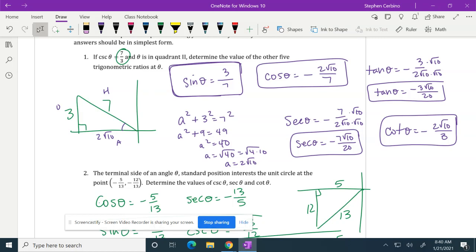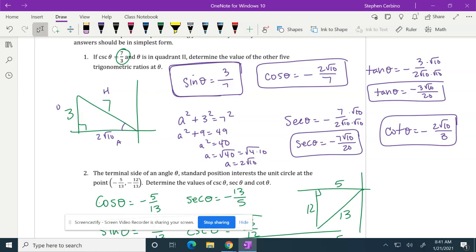So for the first one, you first notice I'm giving you cosecant. Remember, that's the reciprocal of sine. So if you know the cosecant is 7/3, you know right away the sine is 3/7. It also tells us it's in quadrant 2, so that's how I started the triangle. I drew my triangle in quadrant 2, labeled the opposite side 3, and the hypotenuse 7.